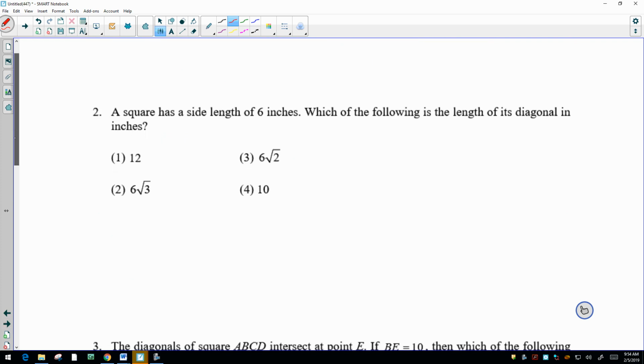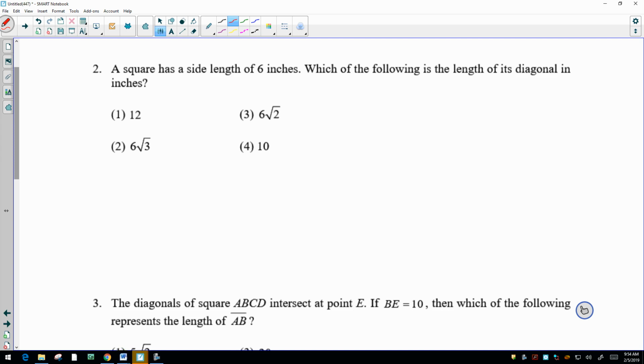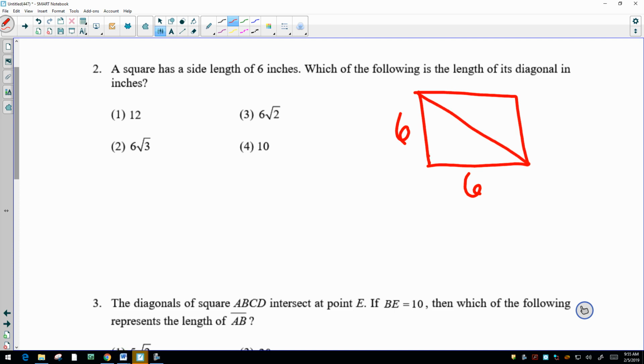So on the back, we have a square that has a side length of 6 inches. Which of the following is the length of its diagonal in inches? So I have a side length, I have a square, and it wants to know the length of its diagonal. How are we going to do this? Keeping in mind that that's a right angle and it's saying how big is that? What are we going to do?